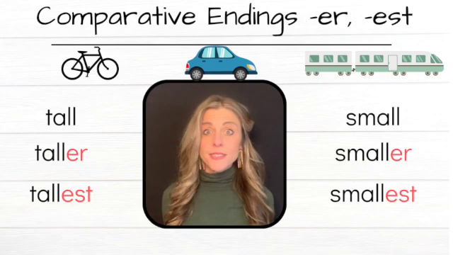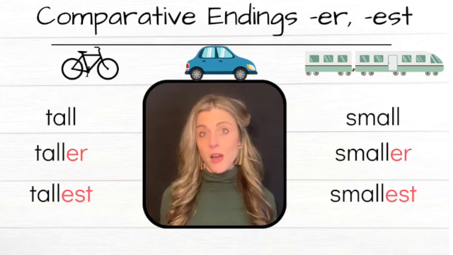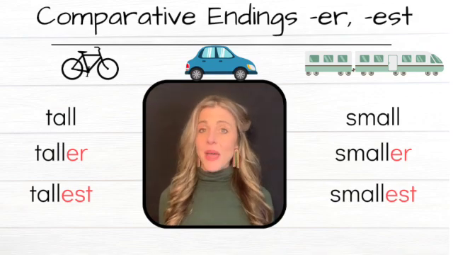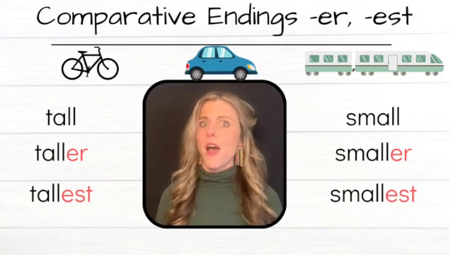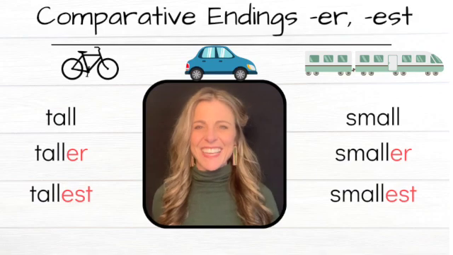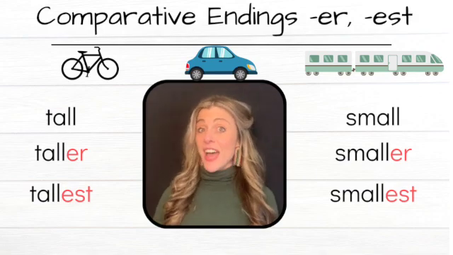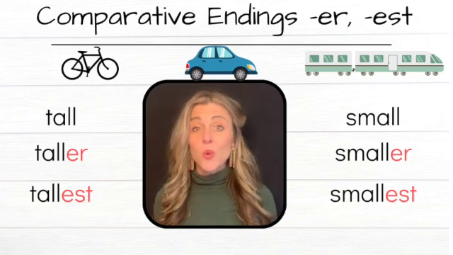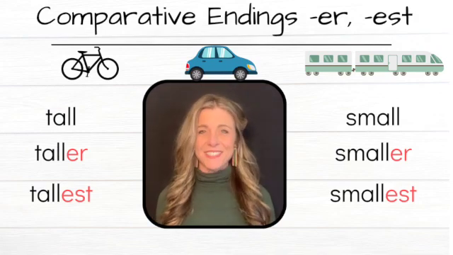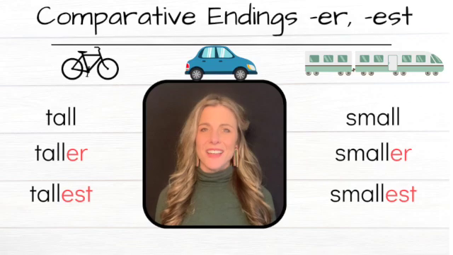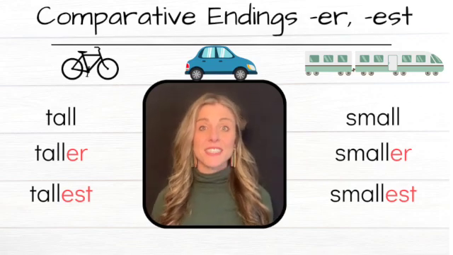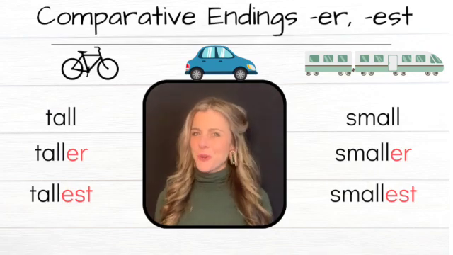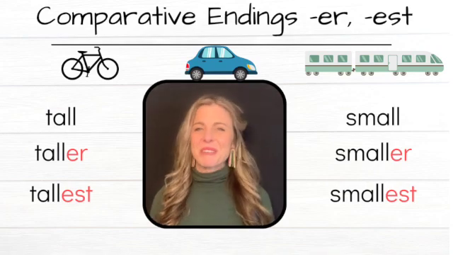Now, if I were just comparing the bike and the car, I would say the car is faster than the bike. The bike is fast. When I ride my bike, I'm fast. You are too, I know it. But a car is faster. However, if we're comparing three items, we don't just add an ER to say it's faster. We add EST to say that the train is the fastest. See, I told you you'd know what comparative endings were. We do it all the time.